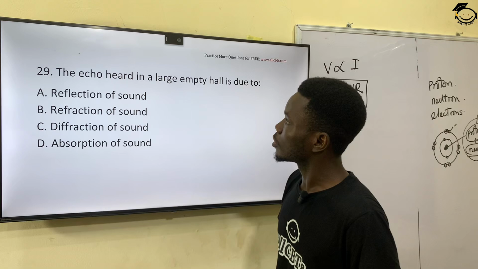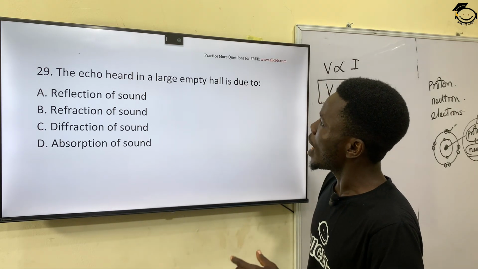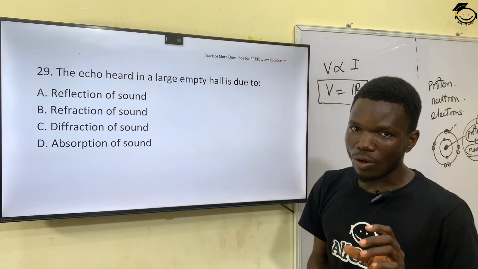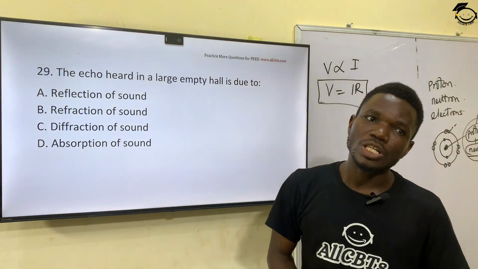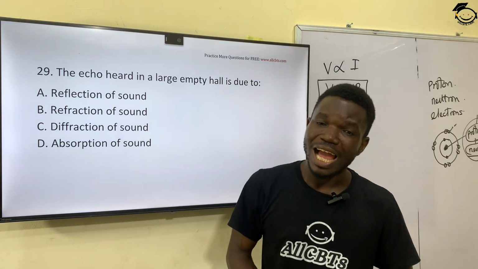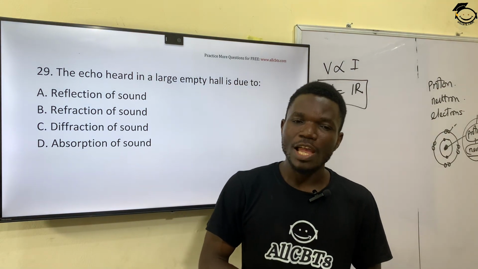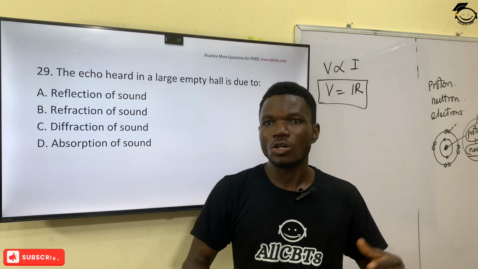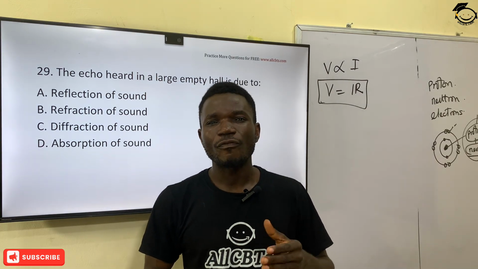Moving on to the next question, question number 29. It says, the echo heard in a large empty hall is due to dash. Now, echo is simply a bounce back of sound. So if you go to a very large hall and the hall is empty and you clap your hands, after a few seconds, you are going to hear the clap back, as though the walls of the hall were clapping back after you clapped your hands. That is what? Reflection of sound.